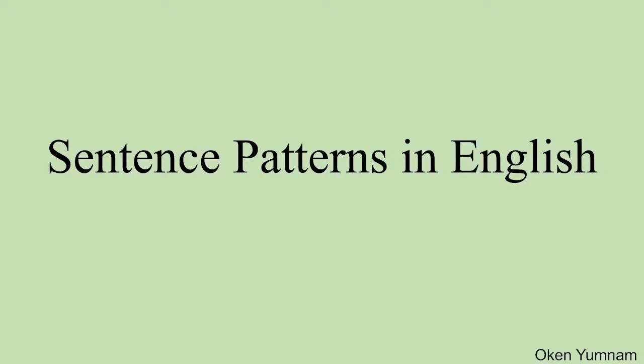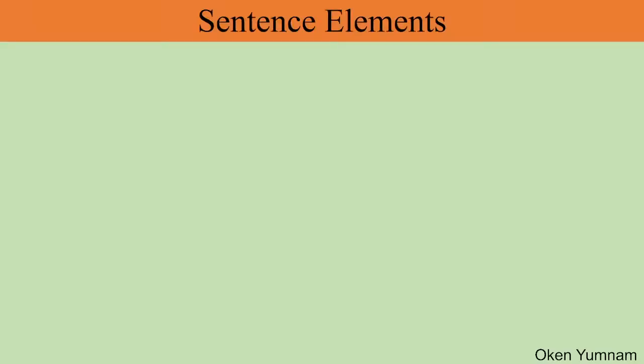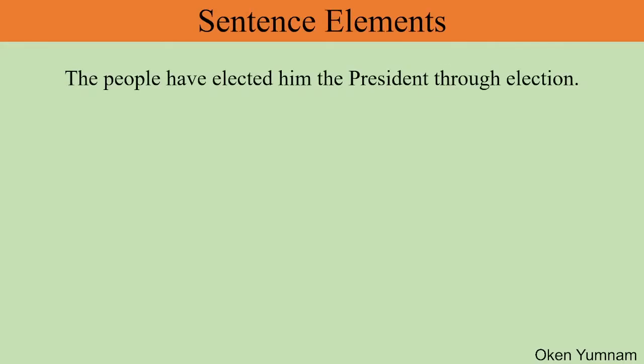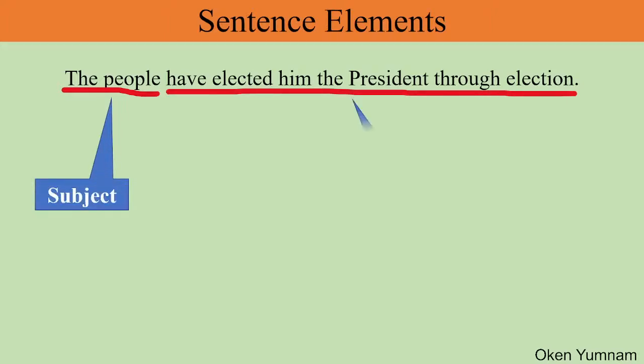Hello everyone, welcome to the topic sentence patterns in English. In order to understand sentence patterns in English, first of all, let's talk about sentence elements. Let's have a look at this sentence: The people have elected him, the president, through election. If we analyze this sentence, we can divide it into two sections: first, the subject, and the remaining predicate.